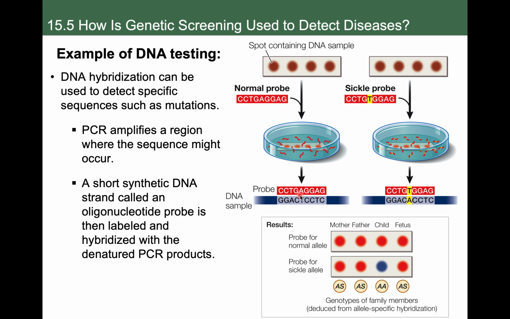So you have just the normal probe would bind and the sickle cell probe doesn't. But if the sickle cell probe does bind, then you have a situation where that individual looks to be heterozygous for sickle cell anemia. And you could do further tests to confirm, but that's going to be pretty convincing.